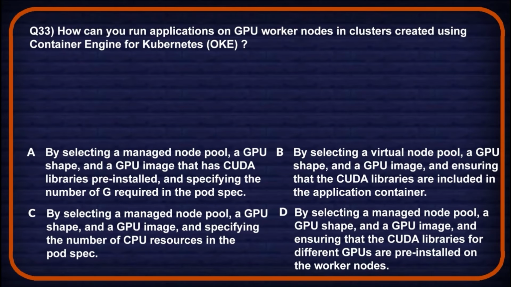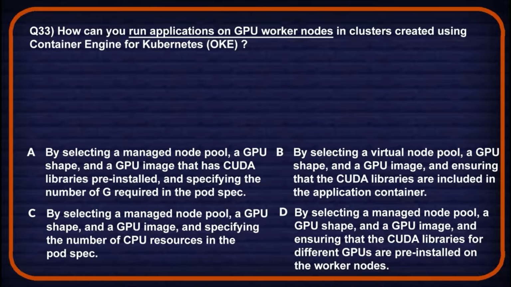Okay, let's look into question number 33. How can you run application on GPU worker nodes in cluster created using Container Engine for Kubernetes? Okay, let's look into the options. By selecting a managed node pool, a GPU shape and a GPU image that has CUDA library pre-installed and specify the number of GPUs required in the pod specs. OKE supports GPU workloads by using managed node pools with GPU shapes and pre-installed CUDA libraries and specify GPU counts in pod spec. So option A looking a good answer.